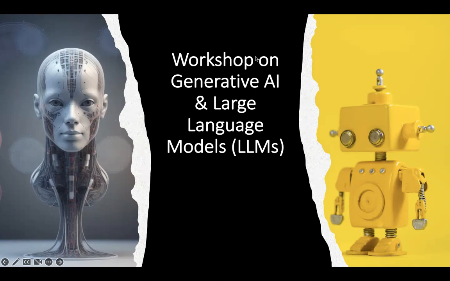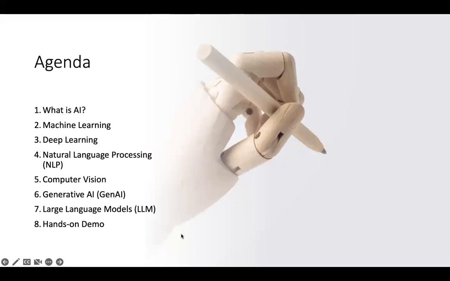I'll give you an overview of how these models work, what the basic idea behind them is, and where GenAI came from. So let us look at the agenda. Today we are going to understand what artificial intelligence is, what machine learning is, what deep learning is, and what NLP is. We'll talk a little bit about computer vision, and the main focus, as I said, is going to be on generative AI. We'll also discuss large language models.